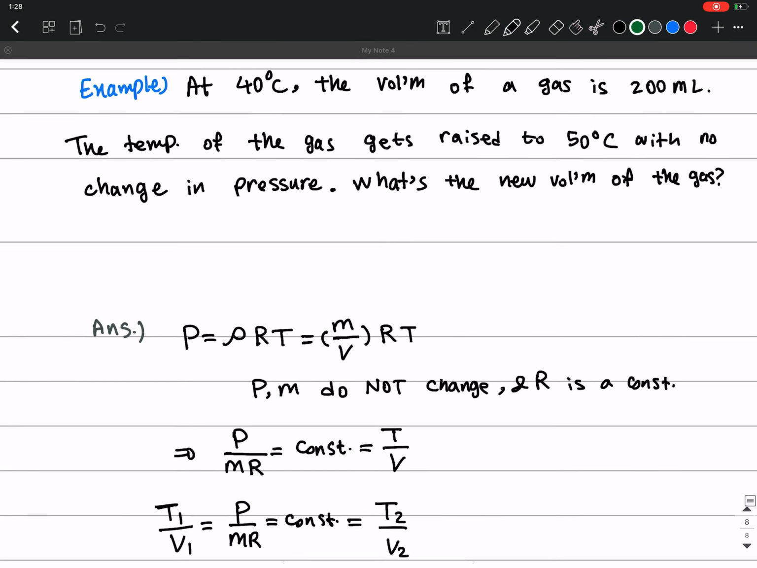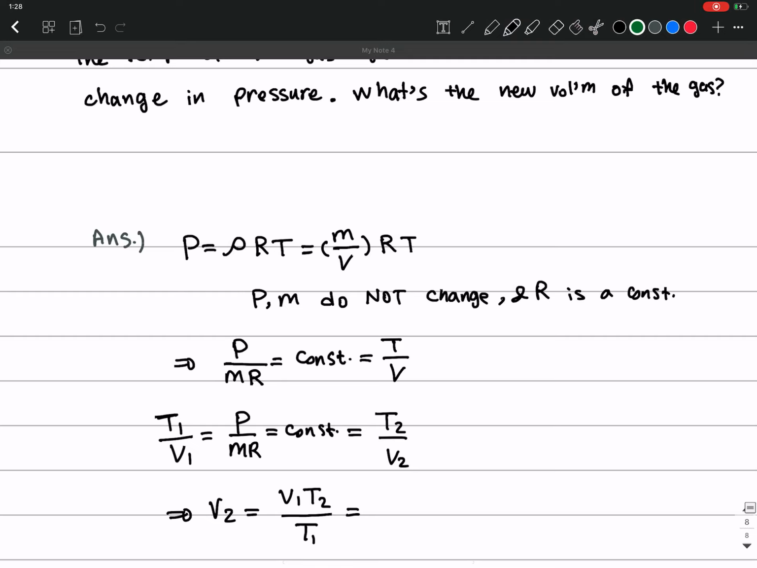So V1 is 200 milliliter, so I can say it is 0.2 liter, right? Milli is, for those people who don't know, 10 to the minus 3. Kilo is 10 to the 3. We also have micro, which we write as 10 to the minus 6. So these are some coefficients that you need to know in this kind of framework.